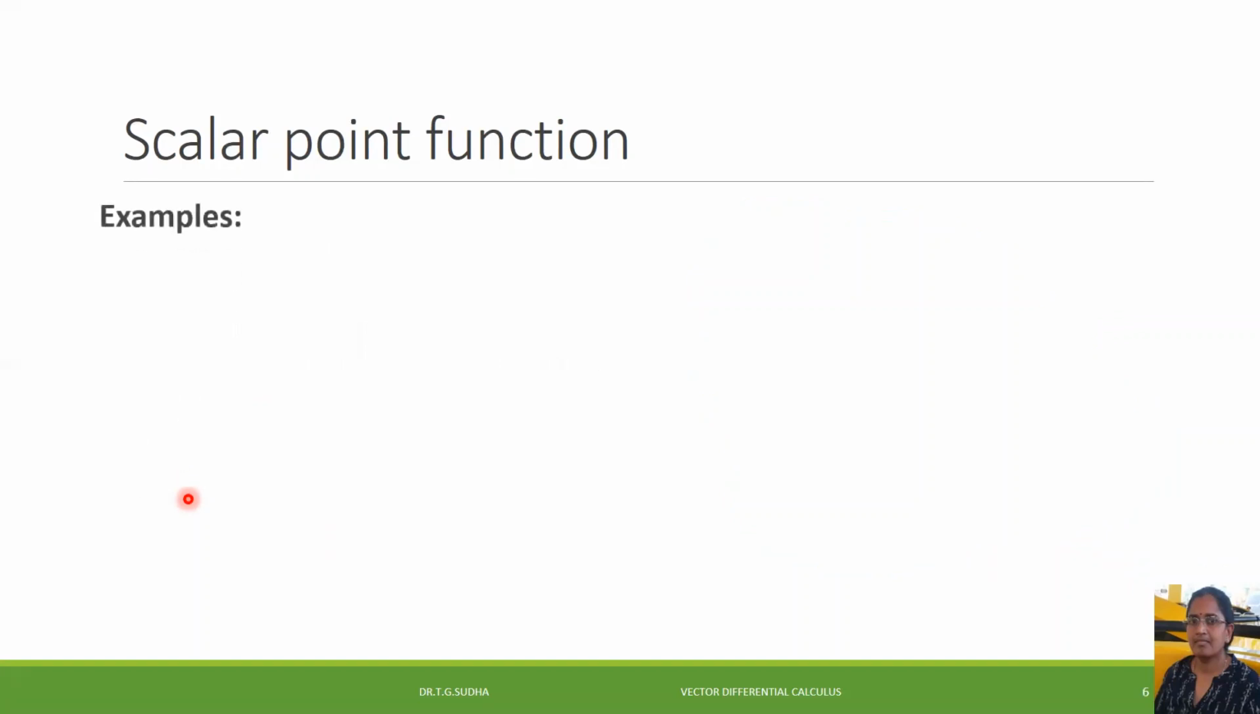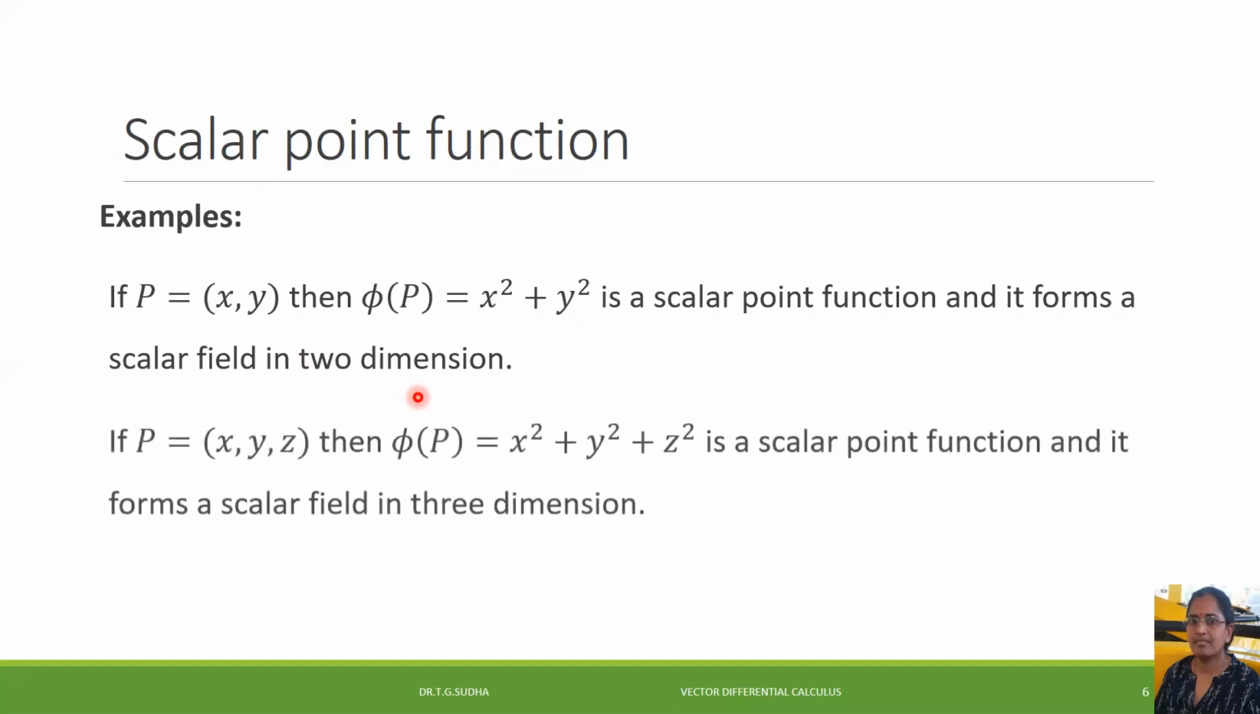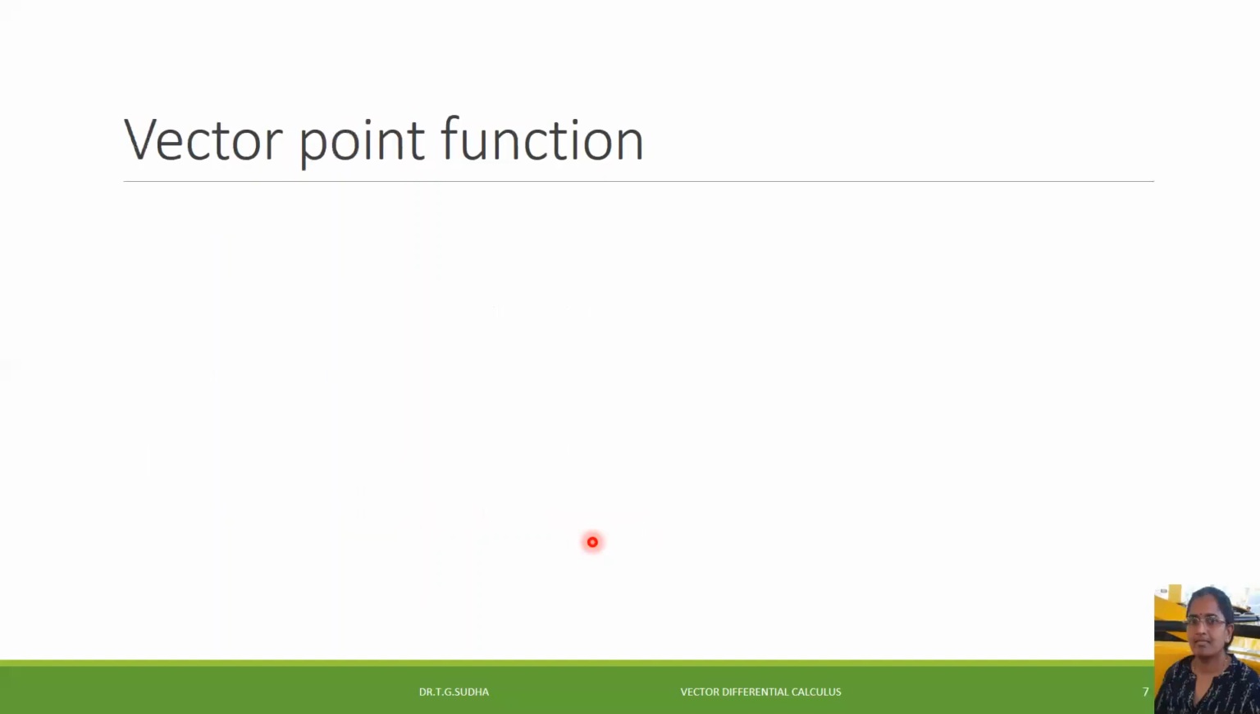So now let us look into a few examples. If P is equal to x comma y, an ordered pair in two dimensions, then phi of P given by the rule x square plus y square is a scalar point function and it forms a scalar field in two dimensions. Suppose if P is x comma y comma z, a triplet, it is a point in space, then phi of P is given by the rule x square plus y square plus z square is a scalar point function and it forms a scalar field in three dimensions.